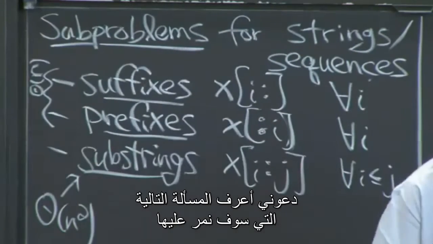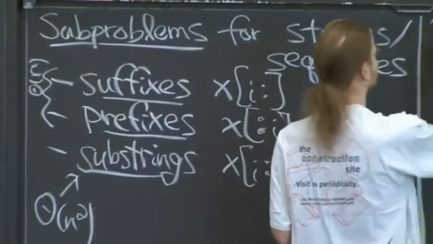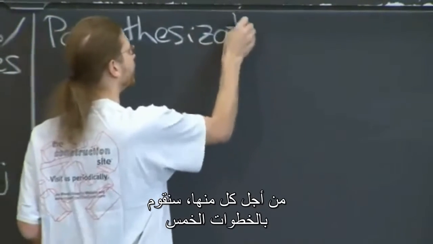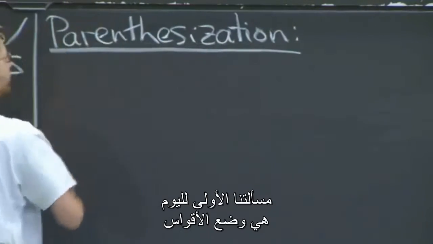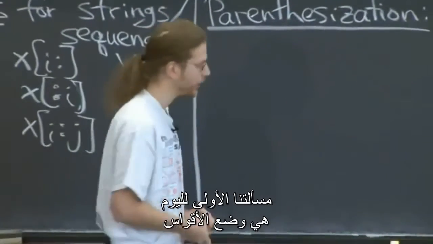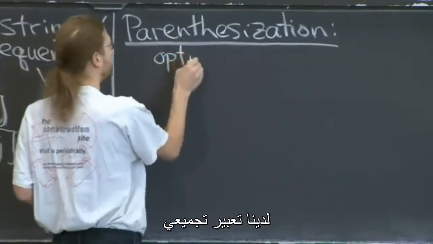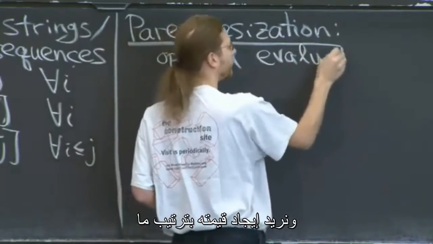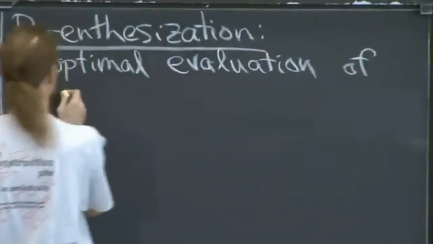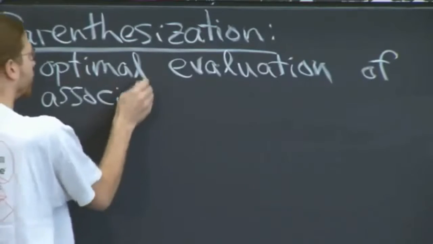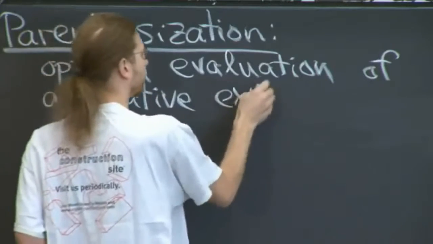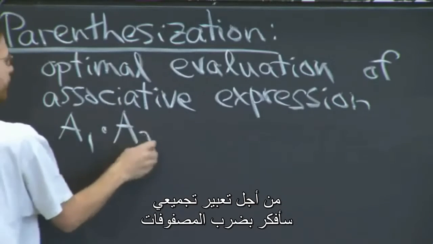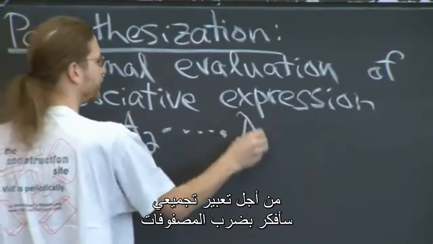Okay, let me define the next problem we consider. For each of them, we're going to go through the 5 steps. So first problem for today is parenthesization. You're given an associative expression, and you want to evaluate it in some order. For associative expression, I'm going to think of matrix multiplication.